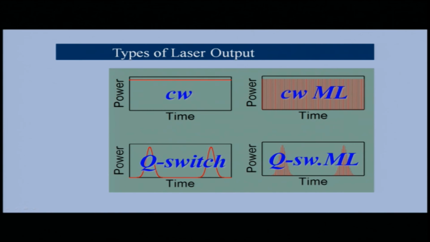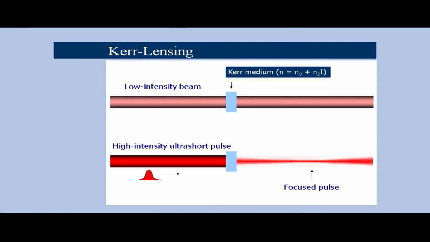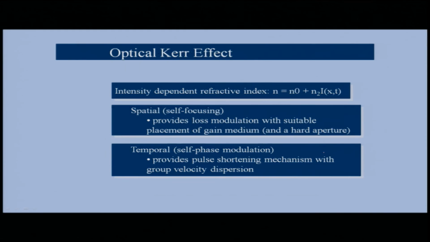So, the outputs are of these different kinds which we mentioned: CW versus CW mode locked, Q switched, Q switched mode locked. All 4 possibilities exist. The Kerr lensing one we discussed in detail because that is the one which is used most nowadays. The Kerr medium is the sapphire crystal that we use in titanium sapphire, for instance, and the high intensity ultrashort pulses are the ones which survive in this process. The focused pulse is going through this high intensity profile, only the ultrashort pulses survive, the rest do not.